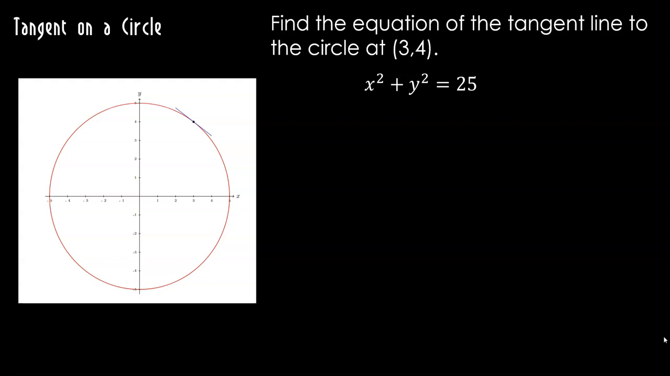Here's a circle with radius 5. The equation for this circle is x squared plus y squared equals 25. I want to find the equation of the tangent line to the circle at the point (3, 4). So I need to find dy/dx.